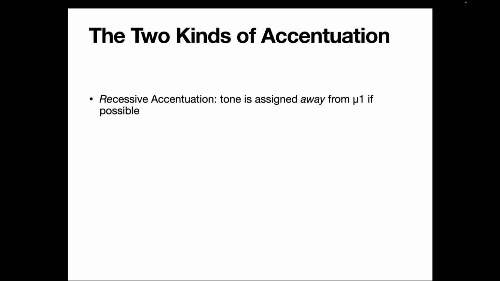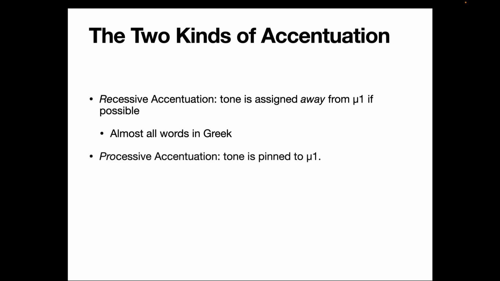And it's about tendency. And the tendency of recessive accentuation is to pull the tone away from the final mora of a word. And you'll notice that I'm using the Greek letter mu as an abbreviation for mora. So mu1 is mora 1. Almost all words in Greek have recessive accentuation, and this is the most common and fundamental kind of accentuation. And our first two rules are going to deal with it, so once you know those, you're actually in really good shape to cover most of Greek.